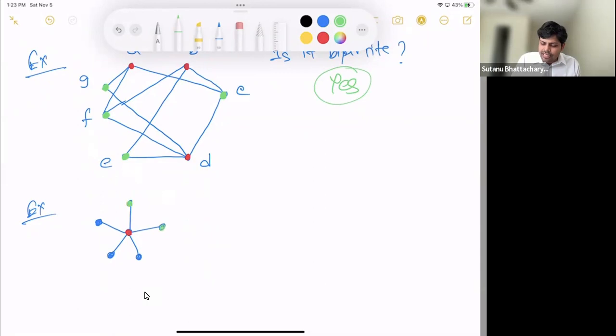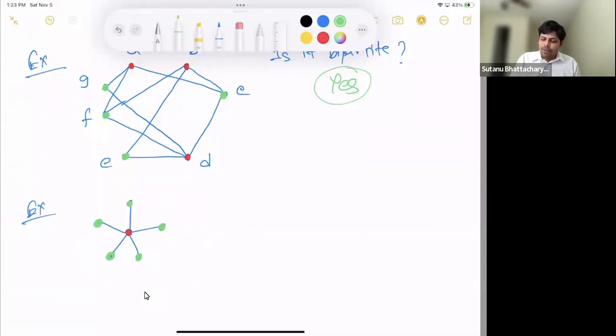You can also color this one green because they are not adjacent. You can color this one green, they are not adjacent. Similarly, you can color the others green, since they are not adjacent. So only two colors are required to color this graph.